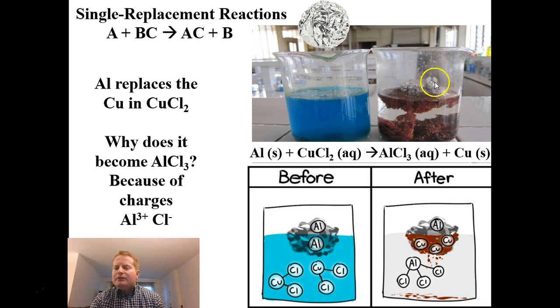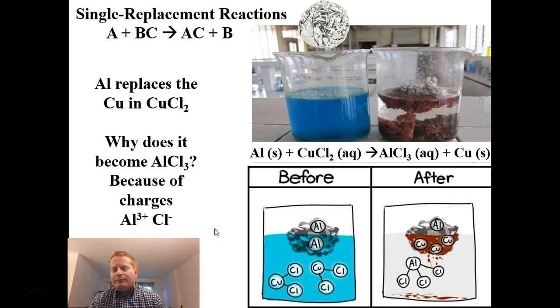On top here, this is still aluminum, right? This hasn't reacted yet. So before we started with aluminum metal, reacting with a copper chloride solution, and then we formed an aluminum chloride solution, which is actually clear, and solid copper. So we can see Al bumped out Cu, and then Cu is on its own.